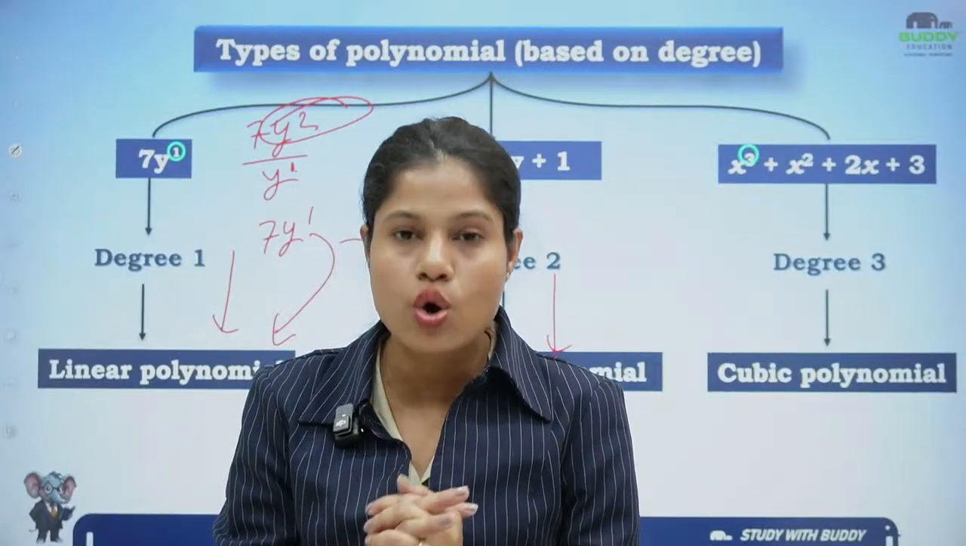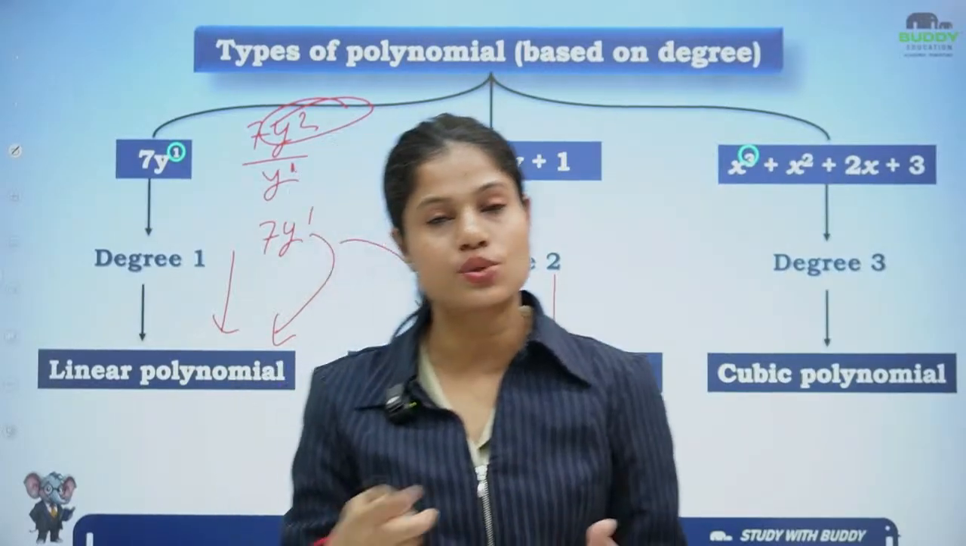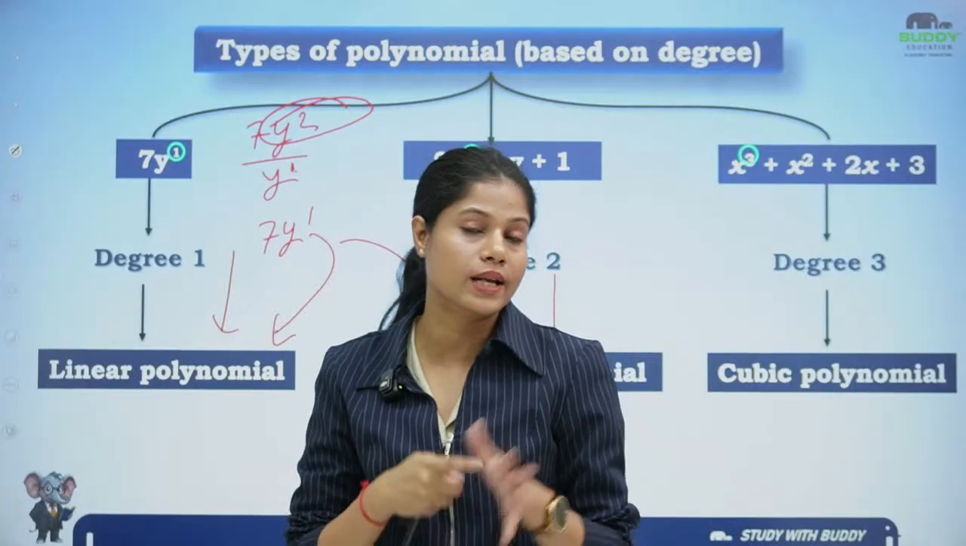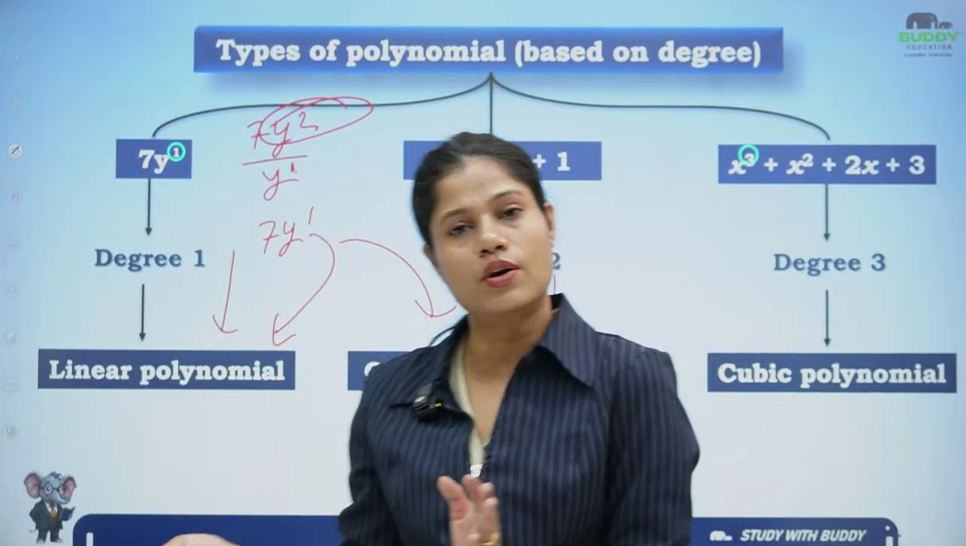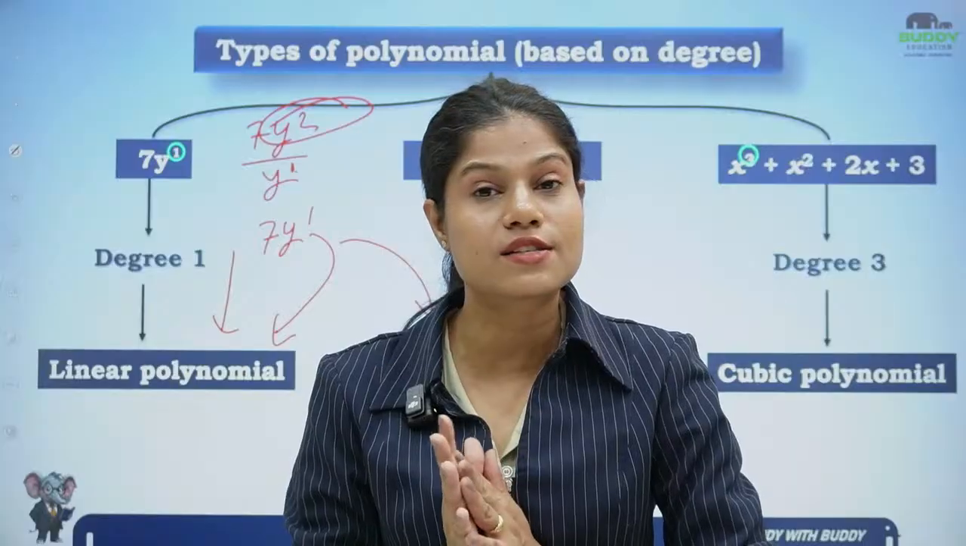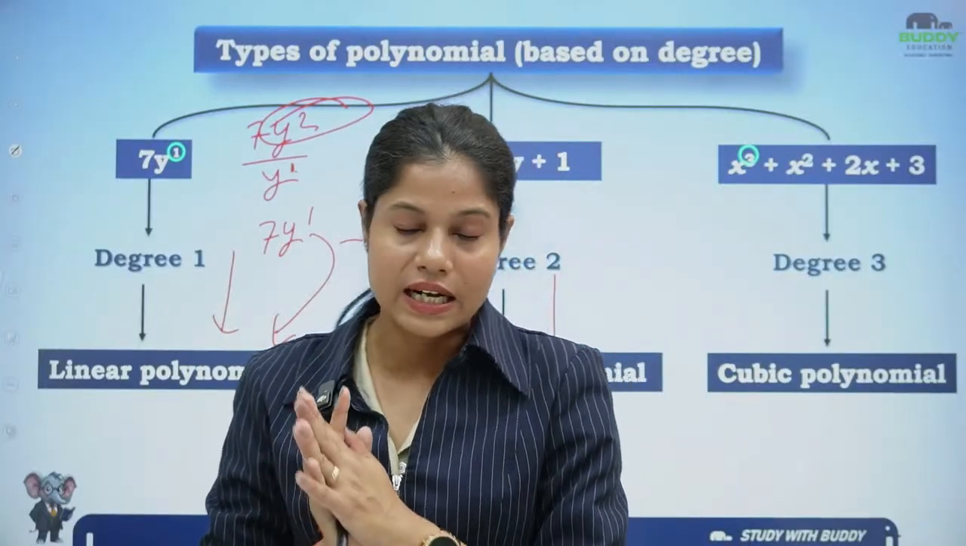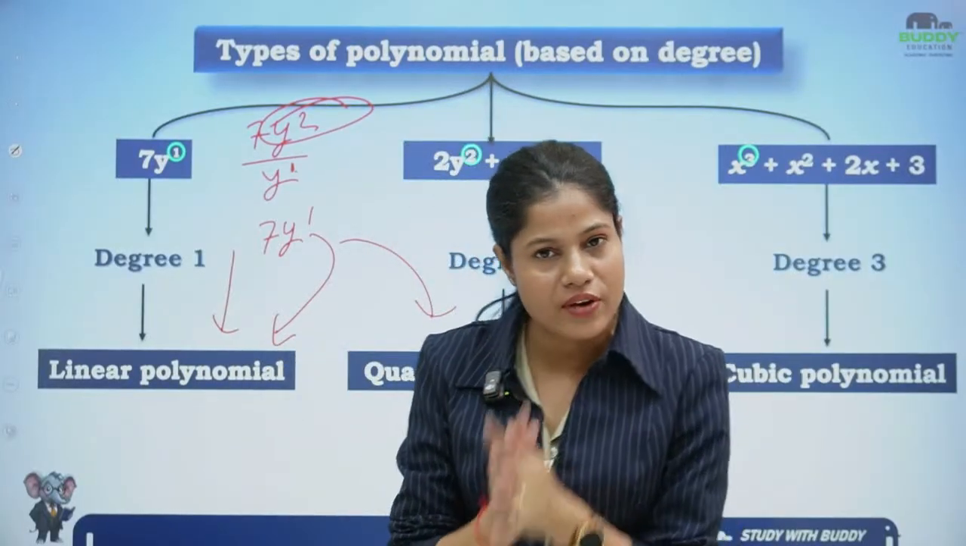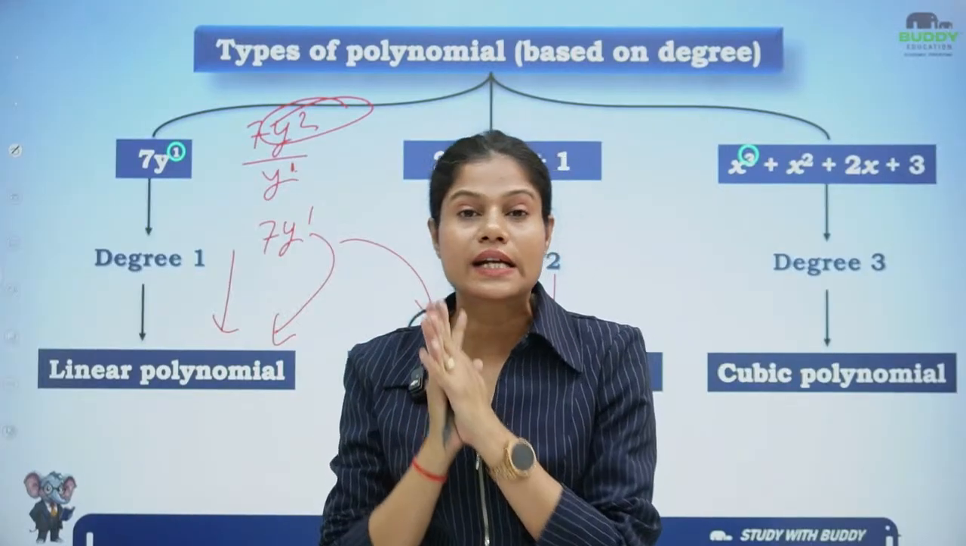So make sure that whenever you have to state which kind of polynomial it is, whether on the basis of the number of terms or on the basis of degree, right? You make sure you simplify it first and then you conclude your answer.